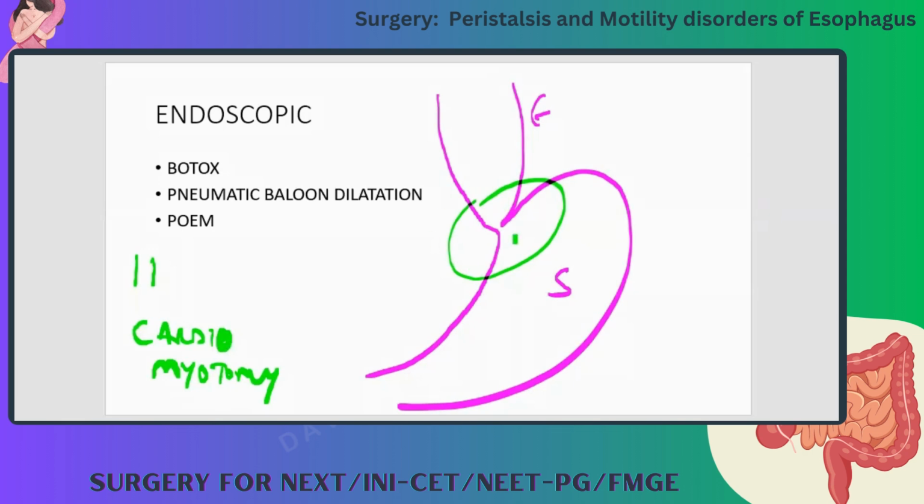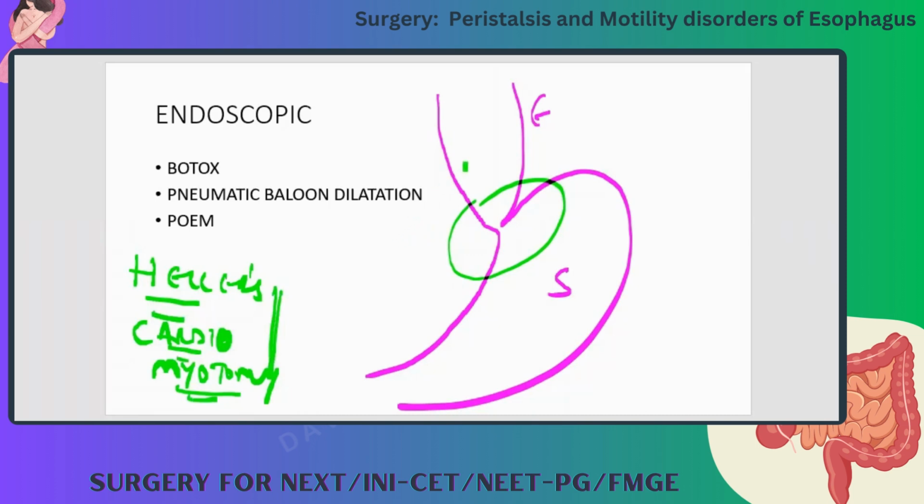This is the cardiac sphincter. The lower esophageal sphincter is the cardiac sphincter. And the name for this is Heller's cardiomyotomy, Heller's myotomy. Okay, so you have incised it.